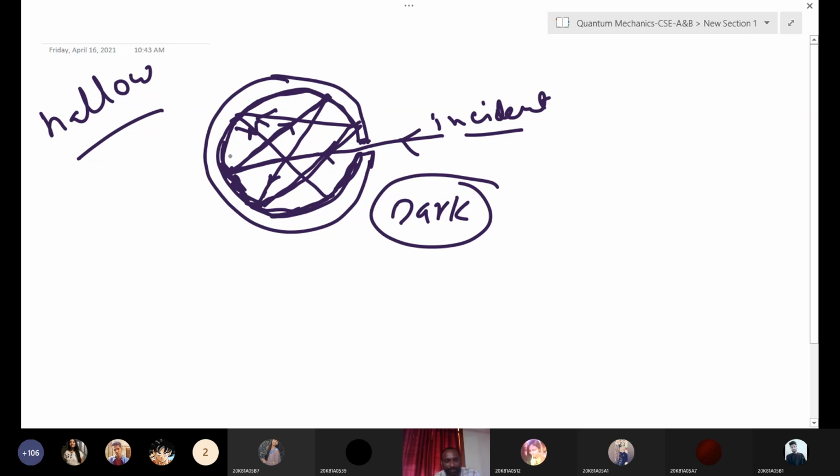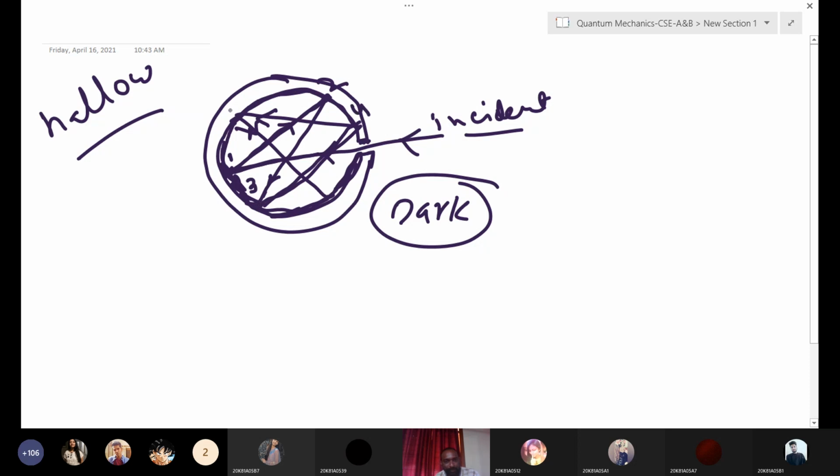First it hits position 1, where some light is absorbed and some light is reflected back. Next, at position 2, also some light is absorbed and some is reflected. And next it hits position 3, where again some light is absorbed and some is reflected.